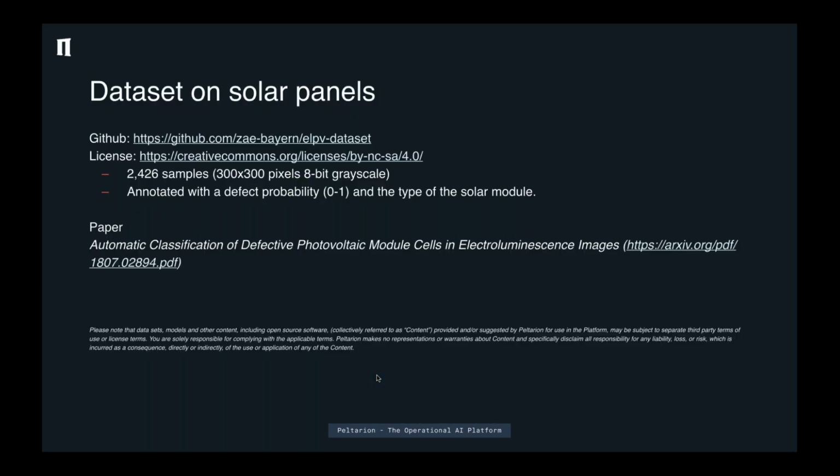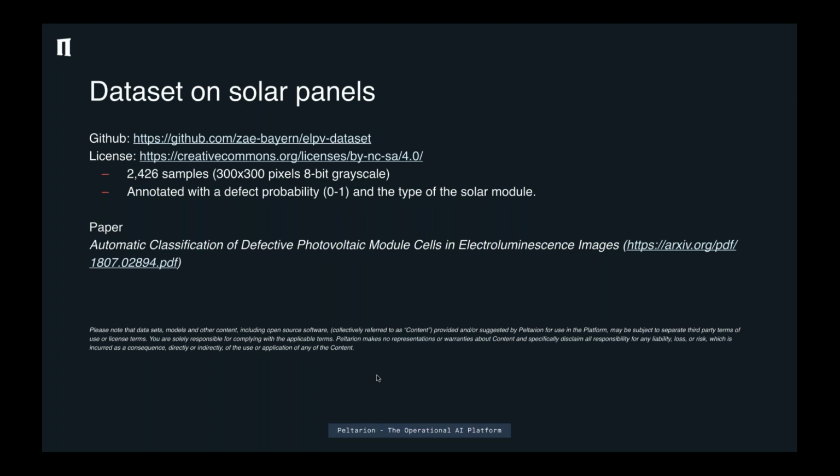And these data were collected by the researchers that I mentioned, and they have also provided them for download online on this link here. So it's about 2,400 images, which is actually not a very big data set. The images are 300 by 300 pixels, and each image has been annotated by a human expert with a probability of it being defective.